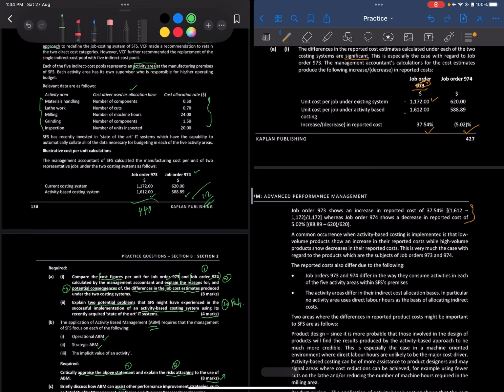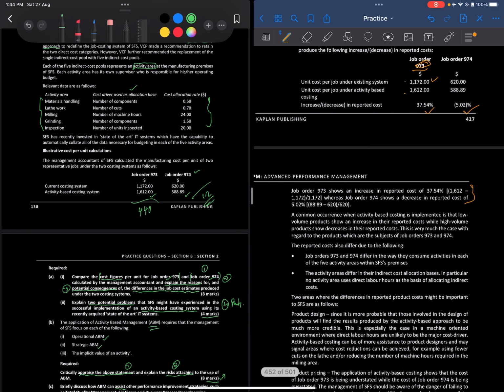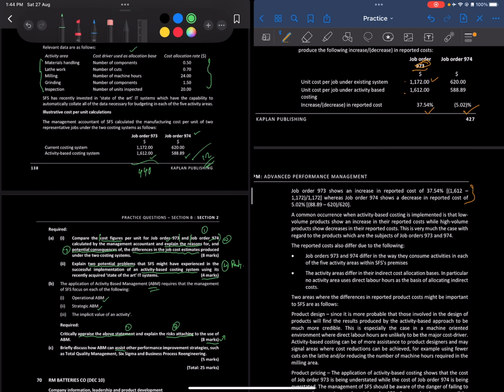So why does that happen, right? We need to start explaining that as well. Remember the question asks to explain the reasons and potential consequences, right? The common occurrence when activity costing is implemented is that low volumes show an increase in their reported cost, while high volumes show a decrease in reported cost, right? This is very much the case with regard to job orders 973 and 974, right? And the reported cost also differs due to the following.